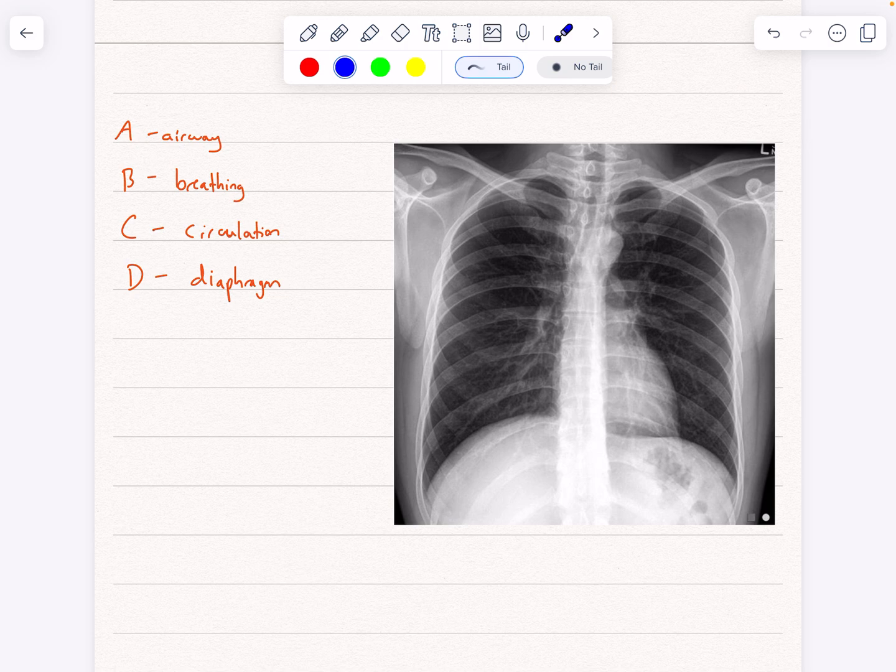If there's something called costophrenic blunting, i.e. these angles here are not sharp, i.e. it's almost like someone's kind of colored it in and it just kind of merges, i.e. it's blunted, this could indicate a pleural effusion.